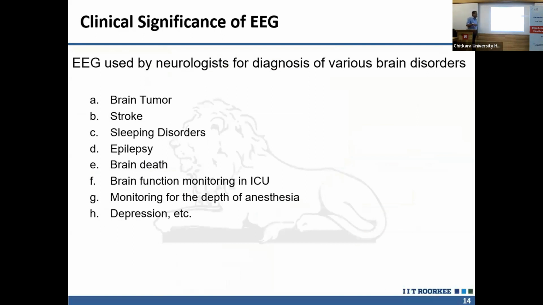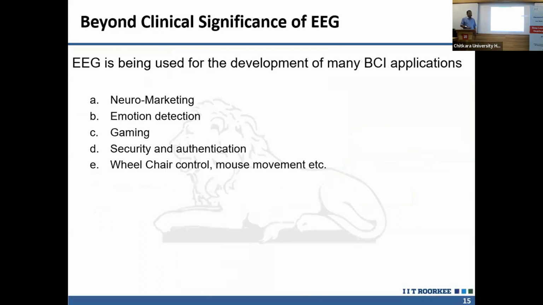EEG is used for different kinds of activities in the healthcare domain, like brain tumor, stroke, sleeping disorder, epilepsy, brain death, and depression, and many things. Beyond that, EEG is also being used for other activities like neuromarketing, emotion detection, gaming, security, wheelchair control, mouse movements, etc. For example, in neuromarketing, whether I am happy with this lecture or not, or when I'm exploring some products on Amazon or Flipkart, whether I am happy with the products. My EEG signals will tell whether I am happy or not. So I do not need to write any comments. I do not need to say whether I like or dislike on Facebook.